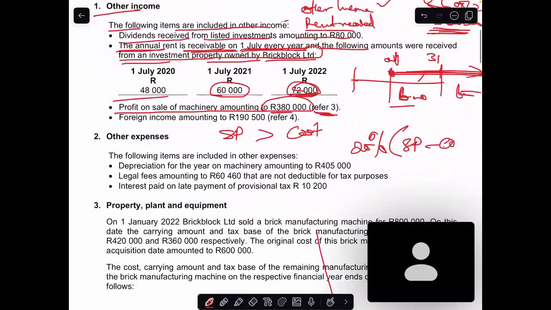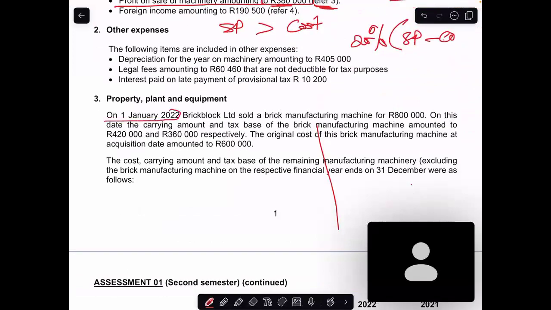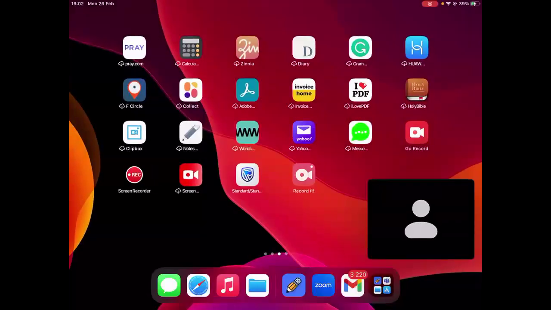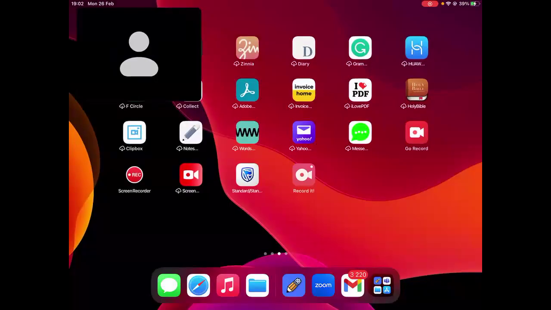Let's go to note number 3. On 1 January 2020, Brick sold a brick manufacturing machine for 800. Selling price, 800. On this date, the carrying amount and the tax base amounted to 420 and 360 respectively. We don't need this for now. We need the original cost price. The original cost price of the brick manufacturing machine at acquisition amounted to 600. So historic cost price is 600.